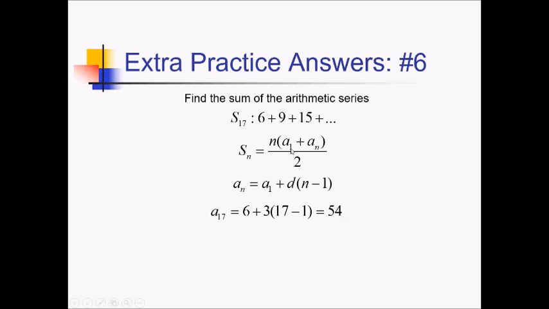Plugging that back in now to the original formula, we had n value of 17 times an a1 of 6 plus an a sub n of 54 all over 2. And this is going to be, let's see, 60 divided by 2 is 30. 30 times 17, well, 3 times 17 would be 51. So this is going to be 510 then.